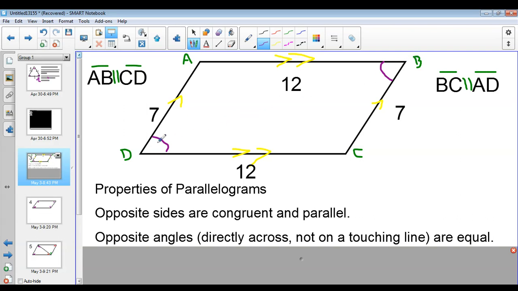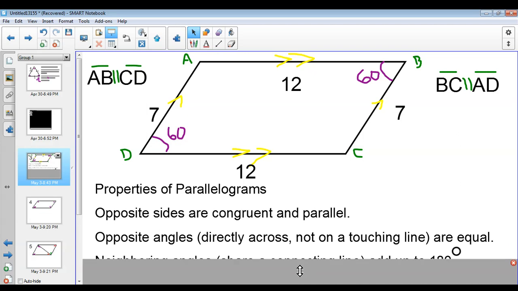Now these angles are going to be equal to one another. Let's say that angle D was 60 degrees. Because opposite angles in a parallelogram are always equal, then angle B is also going to be 60 degrees.